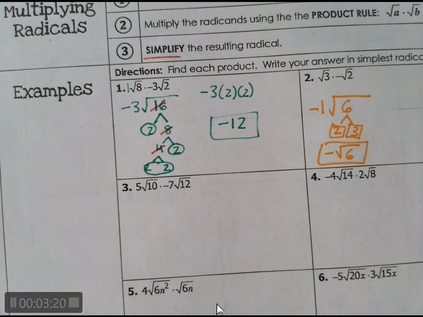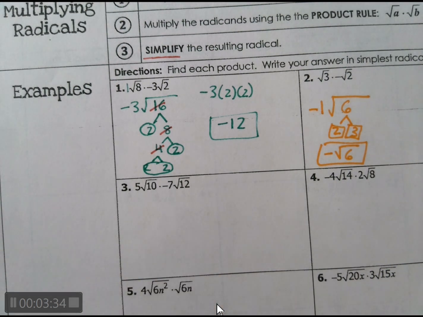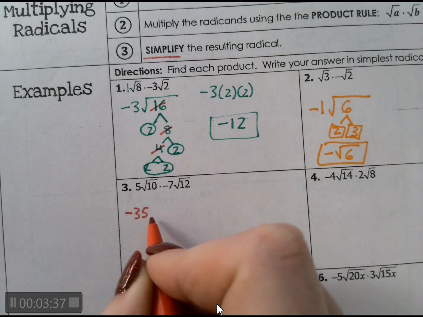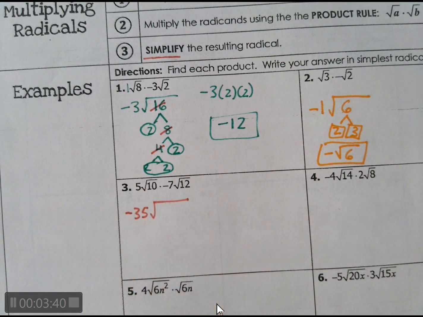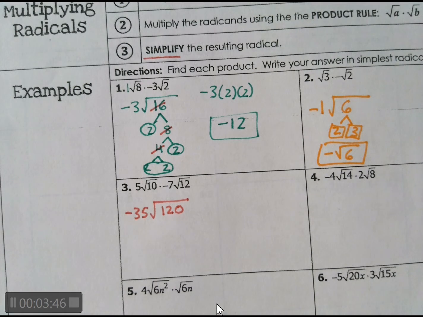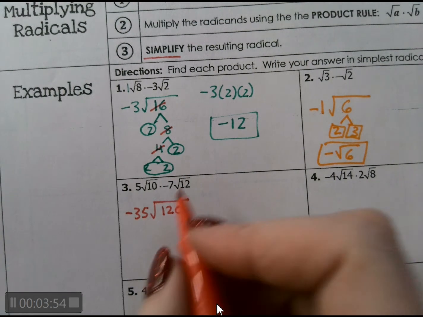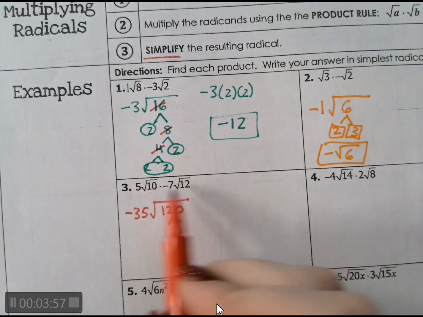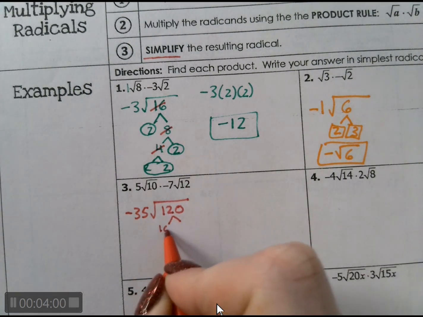Alright, for number 3, we have 5 square root 10 times negative 7 square root 12. So first thing we have to do, multiply our coefficients. Multiply the 5 times the negative 7 to give us negative 35. Square root 10 times 12, remember times, is going to give us 120. So then we have to find our factors of 120. Well, part of the glory of multiplying radicals is that we're already given our factors, 10 and 12.